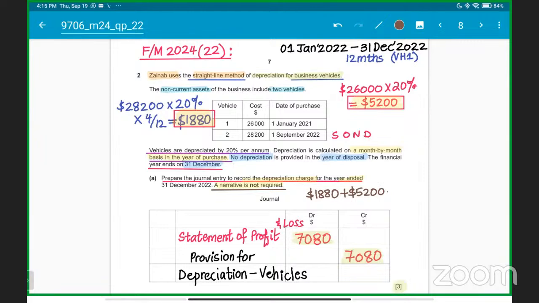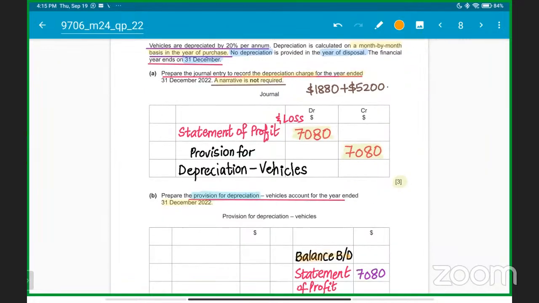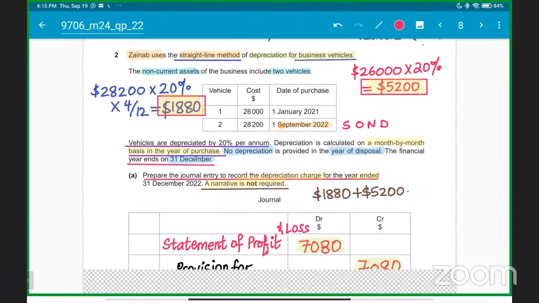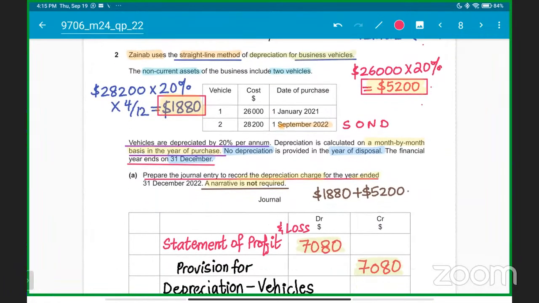I'll repeat it myself. Vehicle 2, that we have purchased in year 22, vehicle number 2 is purchased in September 2022. So at the start of the year, balance brought down means how much accumulated depreciation was there. At the start of the year, we only had vehicle 1, for which we already have charged a complete year of depreciation. So it will be 5,200. The same depreciation would have been there. This is for year 2022.